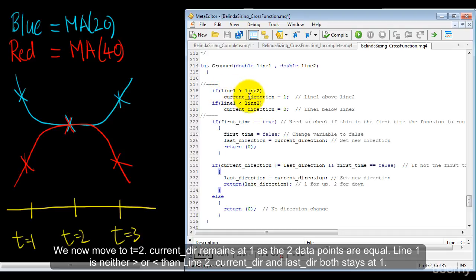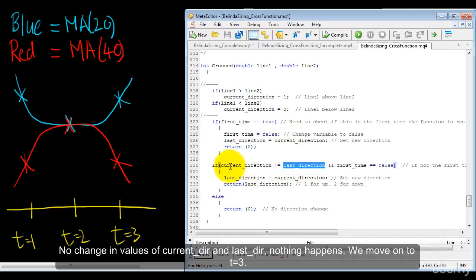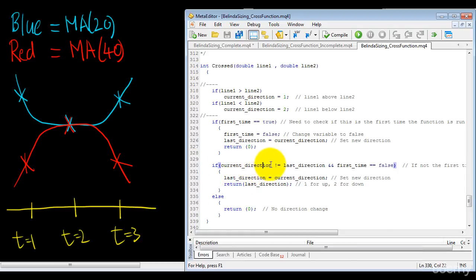Current direction remains at 1 because the two values are equal. Line 1 is neither greater than line 2 nor less than line 2. So current direction stays at 1 and last direction is still 1, so no change, nothing happens, and we move on to time equals 3.